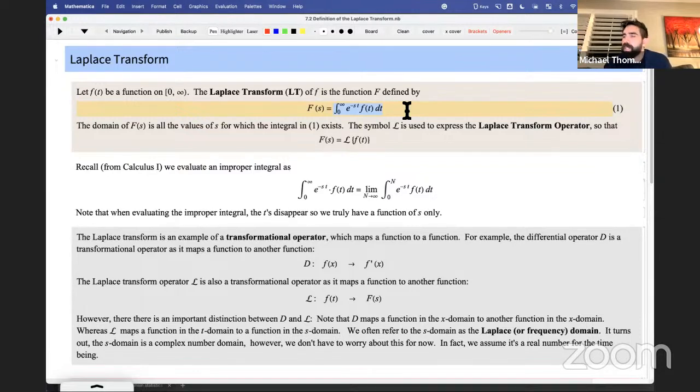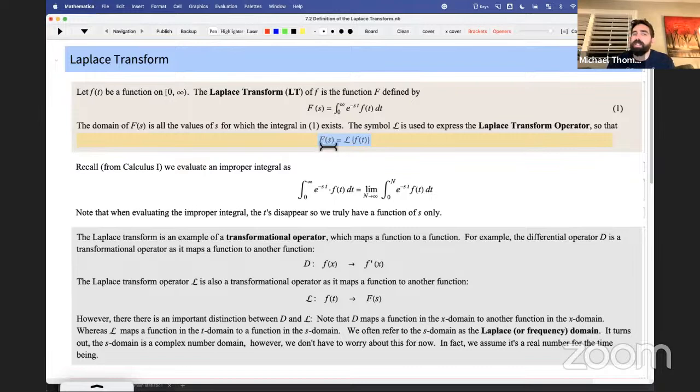It's nice to have notation for operators, like a Laplace operator that tells us to do something to something, kind of like we have the differential operator, right? So we use this kind of script L to designate the Laplace operator. So if you take a function and you apply L, the Laplace transform operator, to it, that is what you get. You get the transform.